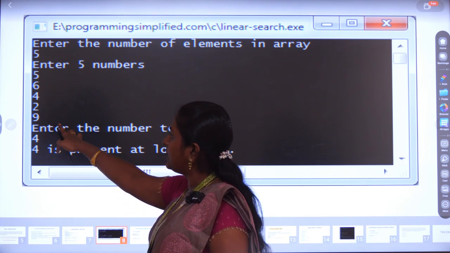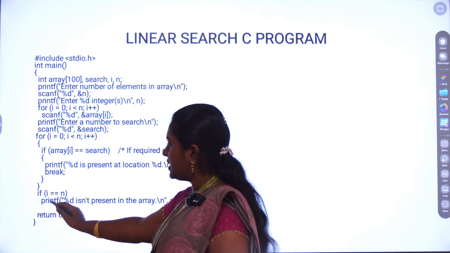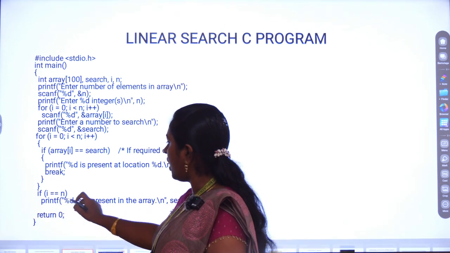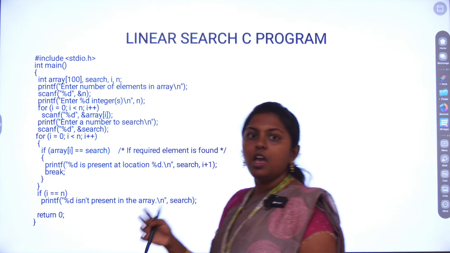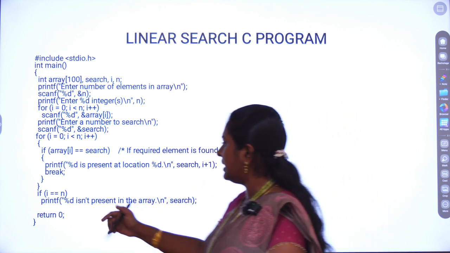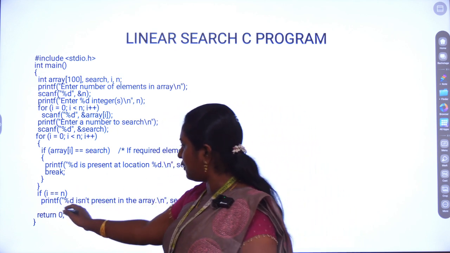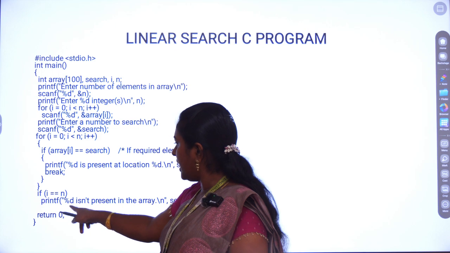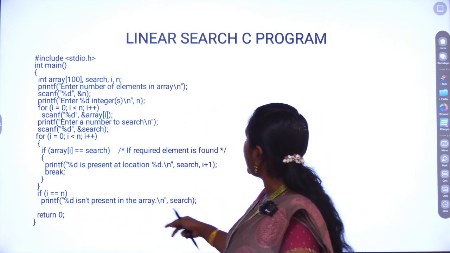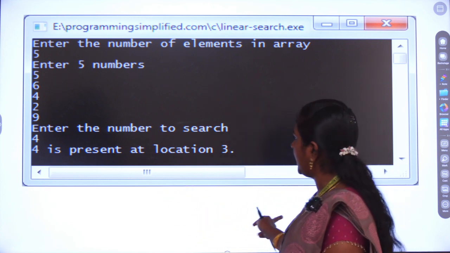So ultimately here, our i is equal to 5, the total number of elements. What does it mean? It means our element is not found in the complete list of elements. So ultimately it prints, like, %d is our searched element, that is, 3 isn't present in the array. So likewise the output will be retrieved. This is how the linear search works.